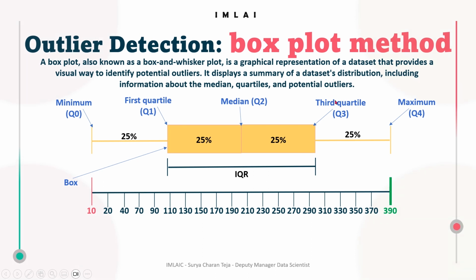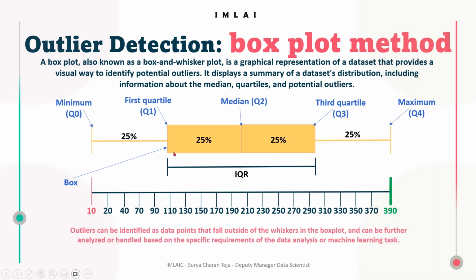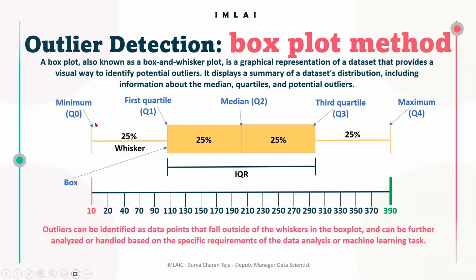Exactly this center portion, the IQR portion, is known as the box. This portion is called whiskers, and the other portion is also called whiskers. That is the reason this is also known as a box and whisker plot. This is your box. Whatever scale is there has been represented in a better visual manner so that you can draw insights from it.